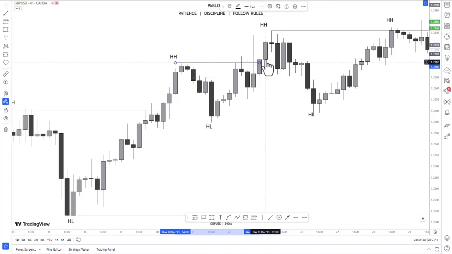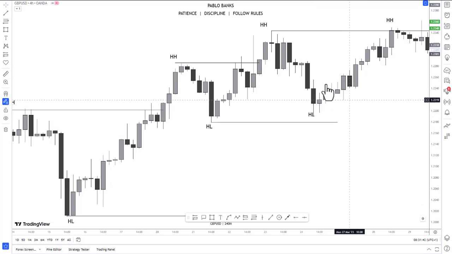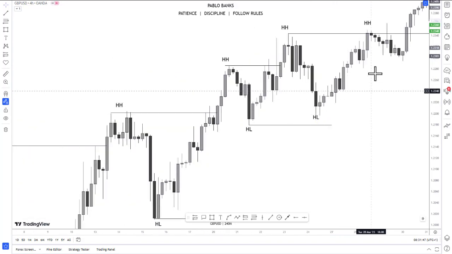Price pushed up and kept getting a new higher high. Price pulled back again and got a new higher low. Look at what price did. Price didn't take out this previous low. It didn't even come close to it. It just touched the previous low and kept pushing forward. So most of you might see this as a break of structure, but it is not a break.